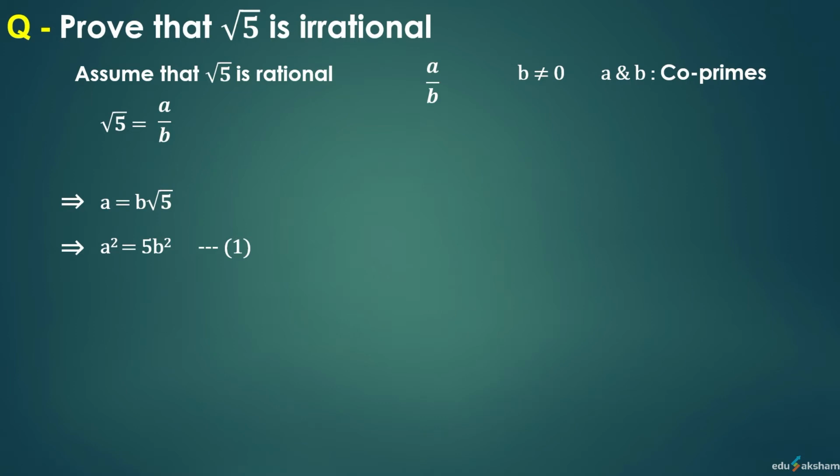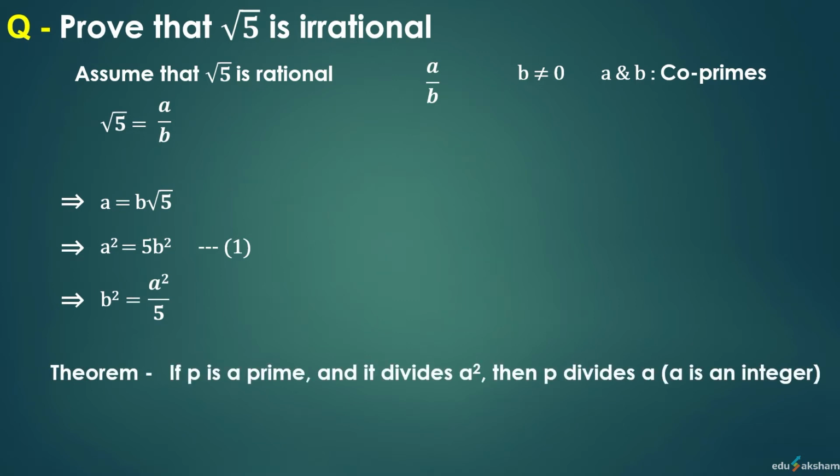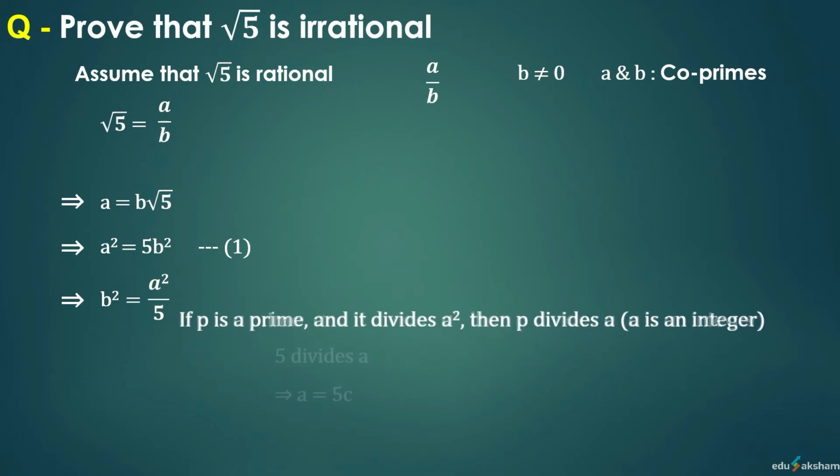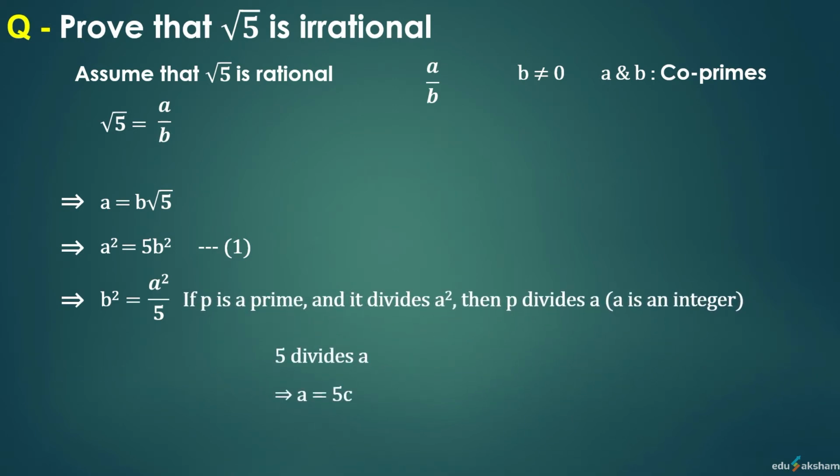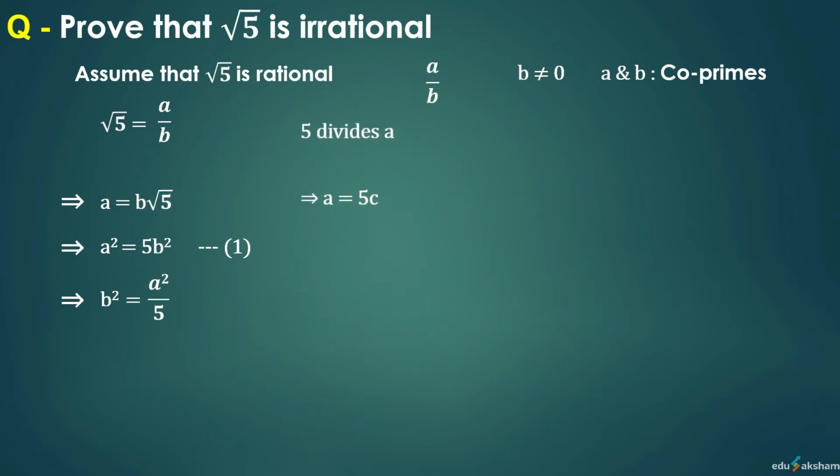A square equals 5b square can be further written as b square equals a square by 5. Now, we will use the theorem that if p is a prime number and it divides a square, then p divides a, where a is an integer. Since 5 is a prime number and it divides a square, it means that 5 must also divide a. So, we can write this as a equals 5c. 5 divides a is condition number 2.